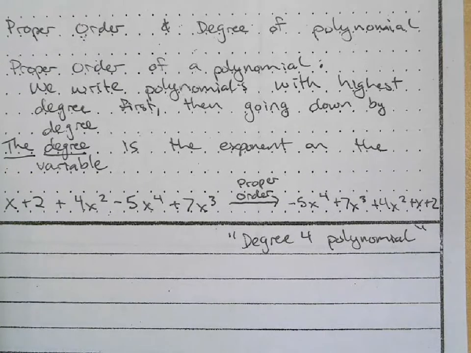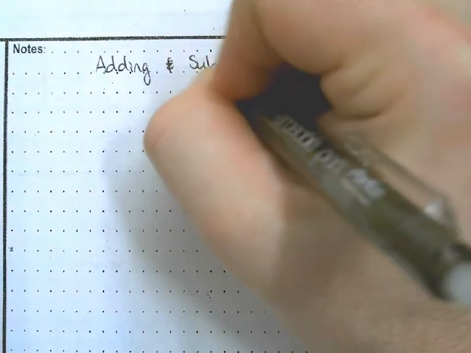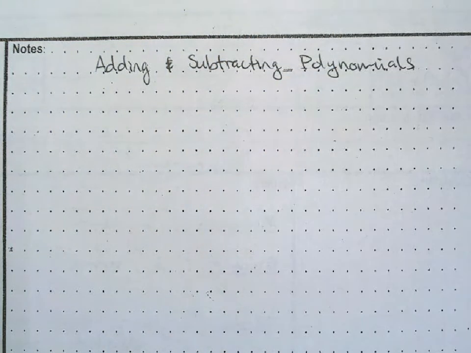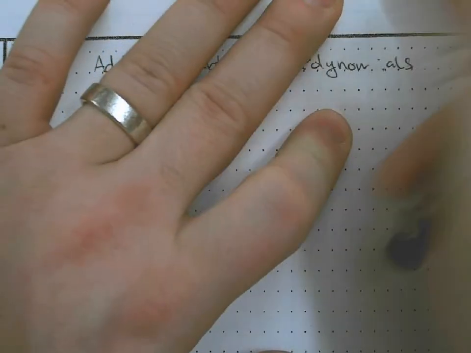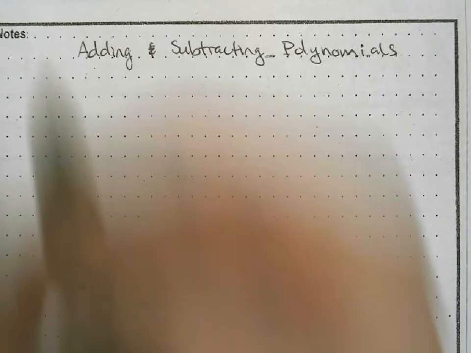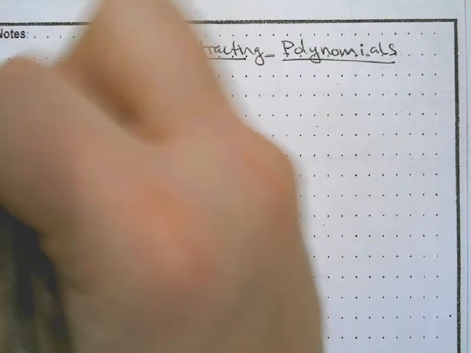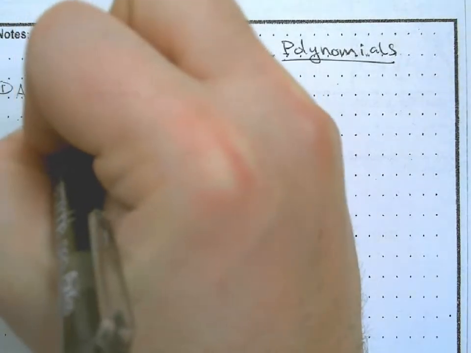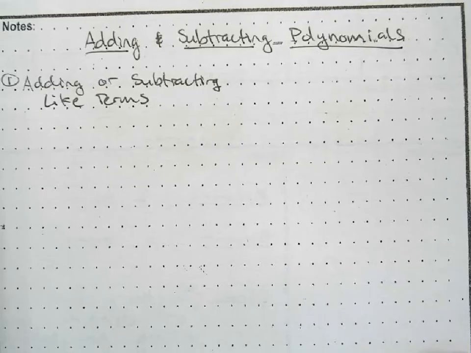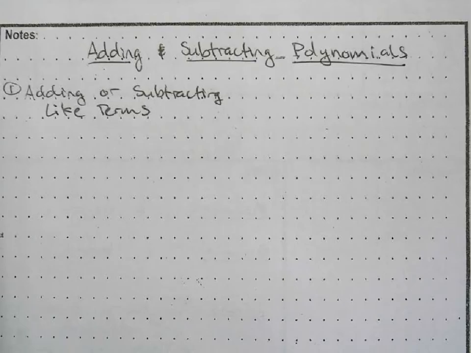So now let's actually add and subtract these things. So I'm going to flip over. Okay, so we're going to be adding and subtracting polynomials. And it's pretty straightforward. We're just adding or subtracting like terms. The tricky part is identifying what is a like term.